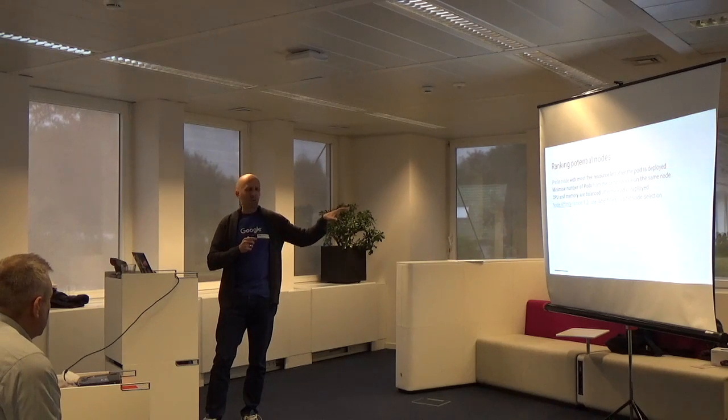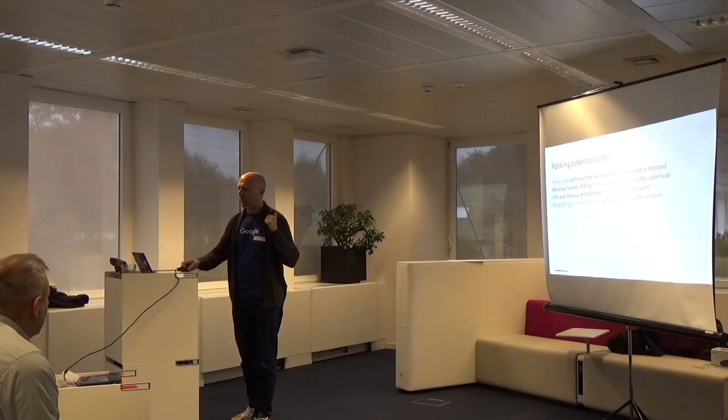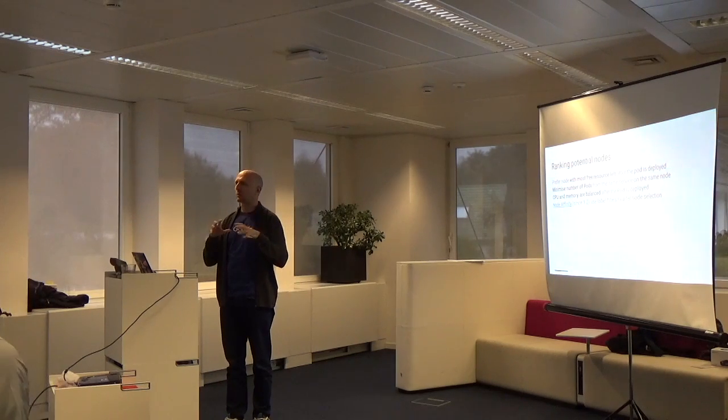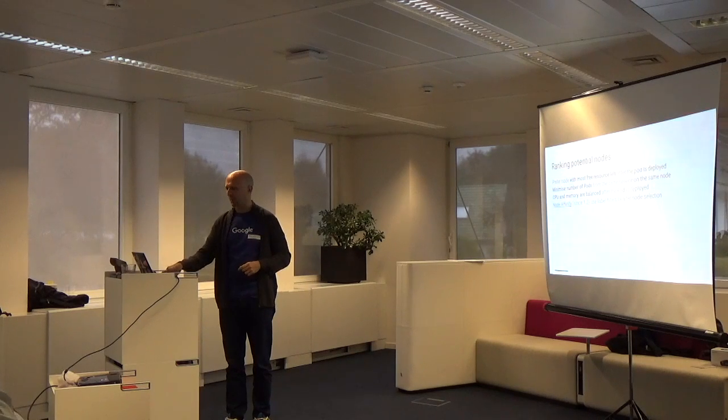I'm going to jump over this slide because this is not that interesting, but one thing is worth mentioning. When you are deploying multiple pods, Kubernetes is going to try to do the right thing, and it's going to try to distribute your pods in multiple nodes, in different machines. So if something dies, it's not killing half of your cluster. It's going to try to distribute your pods in multiple machines.